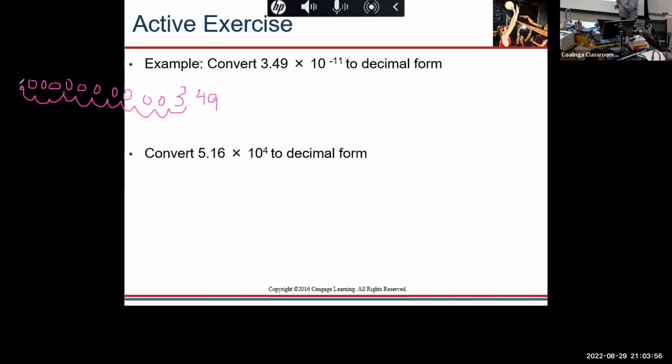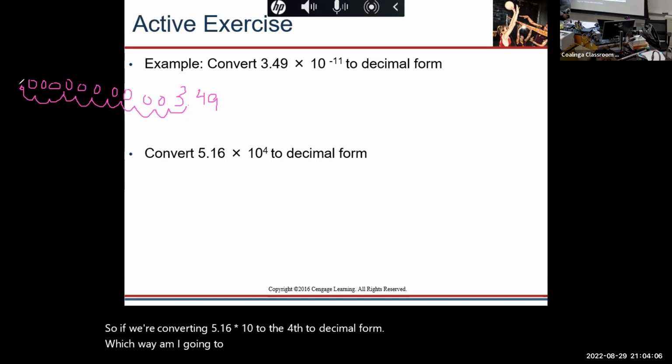Okay, so we're converting 5.16 times 10 to the 4th to decimal form. So which way am I going to be moving the decimal in this case? To the left or to the right? To the right.